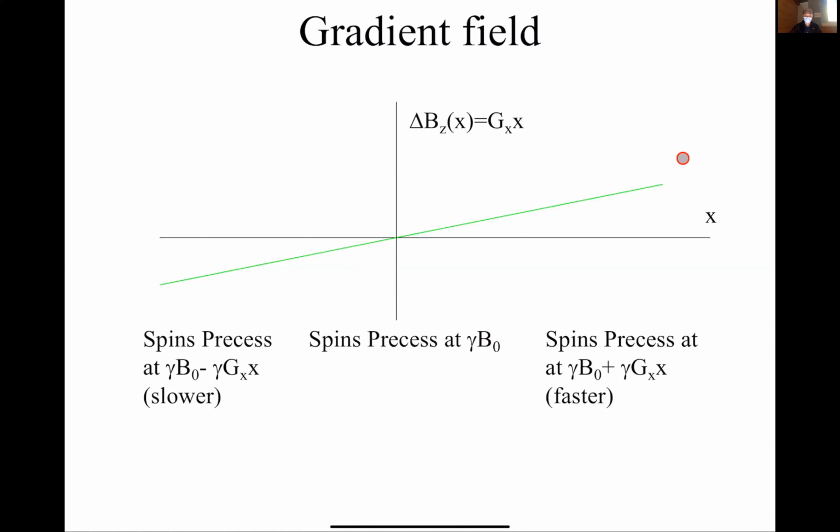Such that if we have a spin here at the isocenter, remember the isocenter is where we assume delta B is equal to 0. So at isocenter we're always assuming the field is B sub 0, and the spins will precess at gamma times B naught. If we go here, since it's a linear gradient, the field here is stronger and the field here is weaker. And so these spins will precess faster than these spins here.